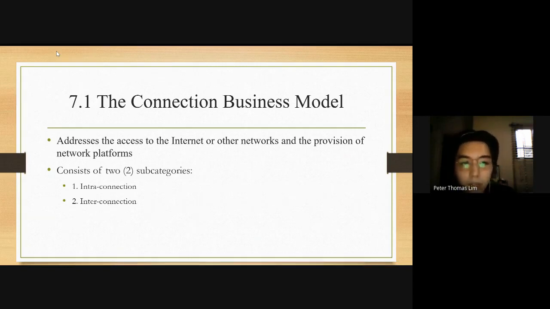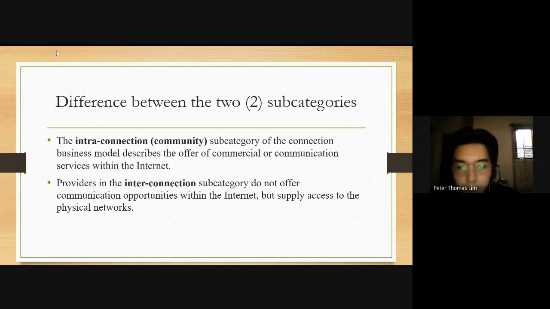So the intraconnection community subcategory of the connection business model describes the offer of commercial or communication services within the internet. And this includes, for example, community providers, including social networks, user messages, user exchanges, as well as customer opinion portals. So all these offer a platform to the users in order to establish contact with peers or friends and to share information, knowledge, opinions, or data files.